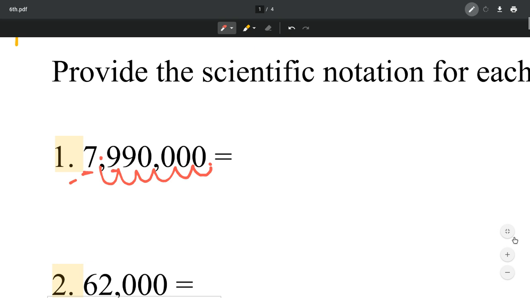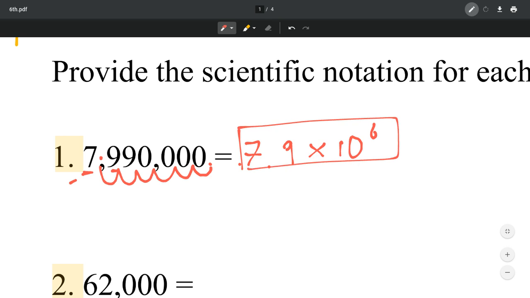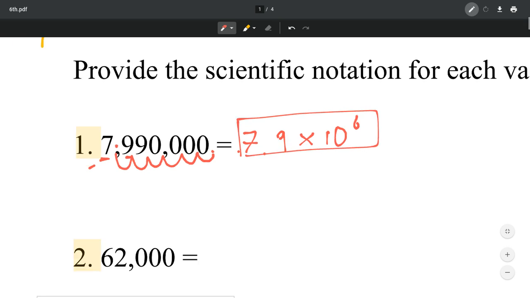So now it is 7.9 multiplied by 10 to the power of 6. And why is it 6? Because we moved 6 times to the left. So there we have it. That's our scientific notation. Let's try number 2.